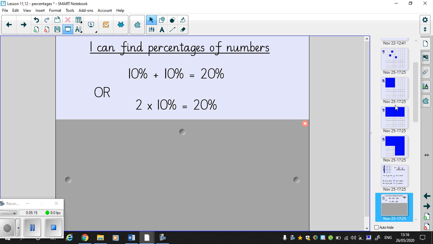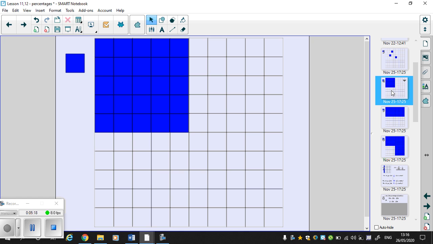Now, if we go back to this one here, we can see if we stand back, we have 1/4 of the big square shaded in, and we can see that that is 25 little squares. 1/4 and 25% are exactly the same. This is what is called a known fact. We should just know that 25% and 1/4 are the same. So if we want to work out 25% of a number, we can work out 10% and 10% and 5% and put it all together, but it's much quicker to just know that it is a quarter.